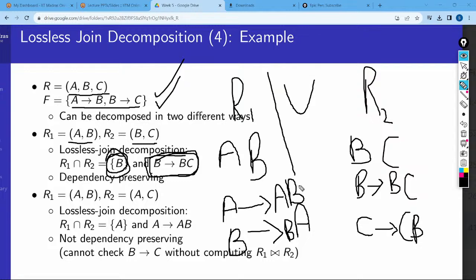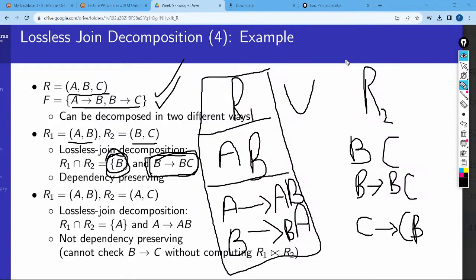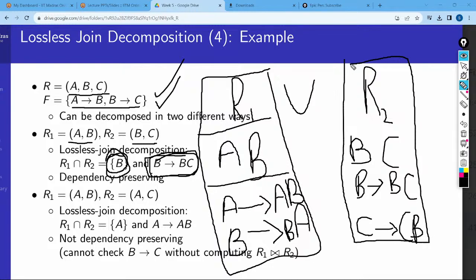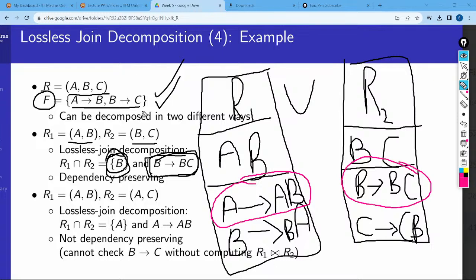Let me make this as a table. Three levels. This is the table name, these are the attributes, and these are the functional dependencies that exist. The union between the two must cover all the functional dependencies in F. That is the question. So is A arrow B satisfied anywhere here or not? Yes, it is satisfied here. Is B arrow C satisfied here or not? Yes, B arrow C is satisfied here. So the functional dependencies that exist in F also exist in the union of R1 and R2. Hence, this is a dependency preserving and lossless join decomposition.